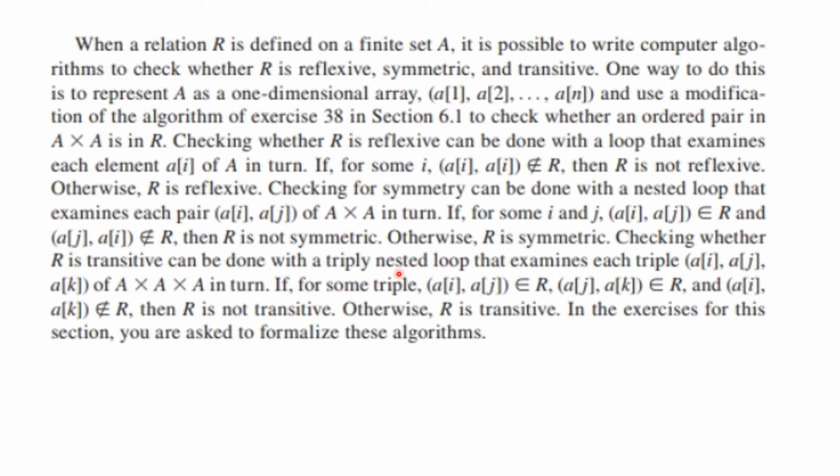And lastly, we can have a triple loop to check whether R is transitive. So we have a triply nested loop that examines each triple (Ai, Aj, Ak) of A cross A cross A in turn. If for some triple (Ai, Aj) is in R and (Aj, Ak) is in R, but (Ai, Ak) is not in R, then it's not transitive. Otherwise it is transitive. And so these are algorithms that you should be able to construct and program, in fact.